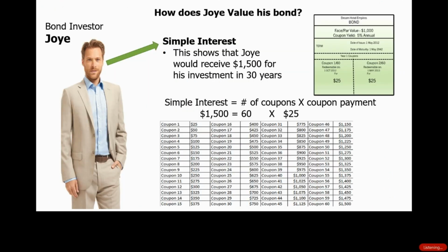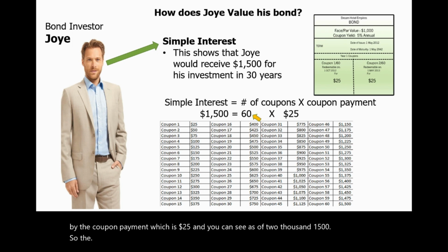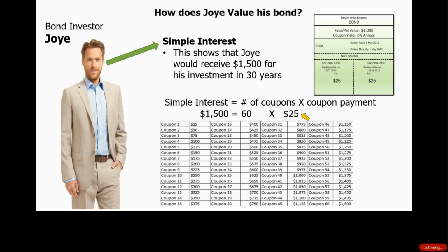The way that was figured out was pretty simple, and I guess that's probably why they call it simple interest. You just take the number of coupons, which for this 30-year bond is 60 coupons, and multiply that by the coupon payment, which is $25, and you can see it adds up to $1,500.